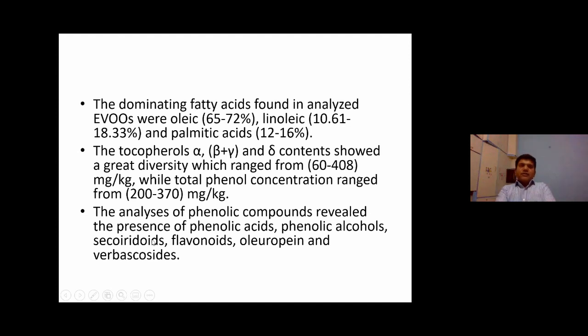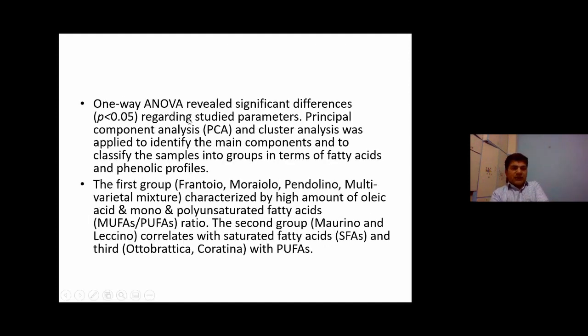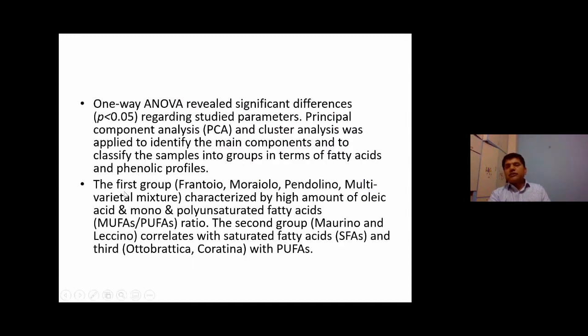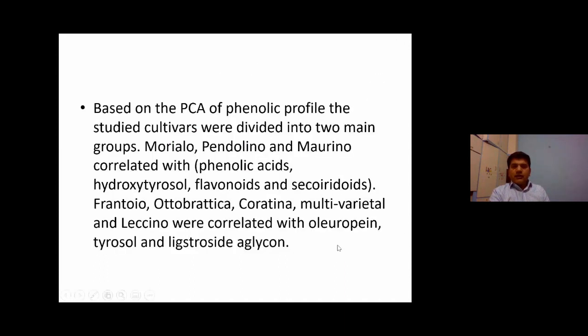The statistical method used was SPSS. Principal component analysis and cluster analysis were applied to identify the main components and to classify the samples into groups in terms of fatty acid and phenolic profiles. By using the statistical software, the first group, Frantoio, Moriello, and Pendolino, and the multivarietal oil mixture, were characterized by a high amount of oleic acid and mono and polyunsaturated fatty acids. The second group, in that figure, was correlated with oleuropein, tyrosol, and ligstroside aglycones.